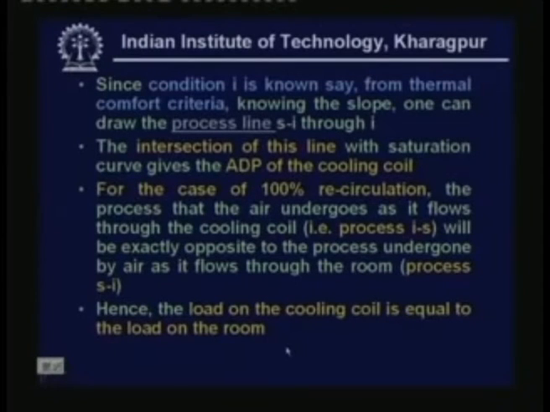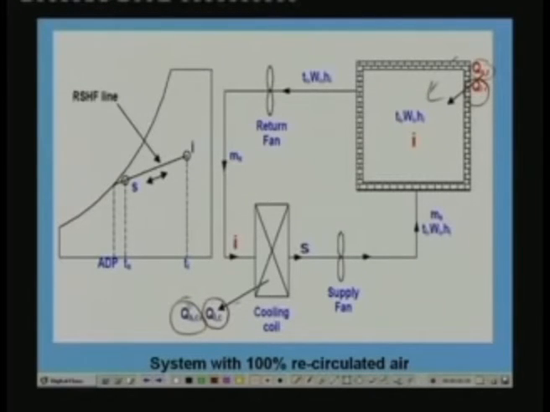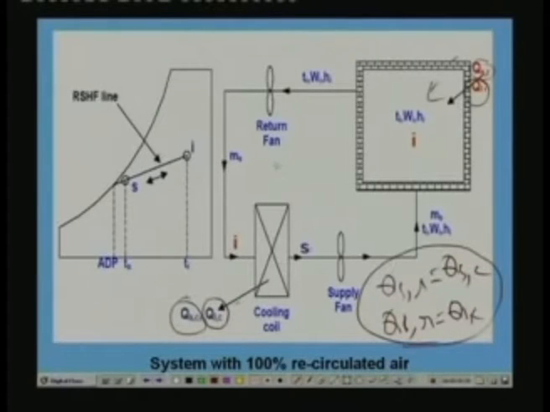Hence, the load on the cooling coil is exactly equal to the load on the room. That means this QSR is exactly equal to QSC. Whatever sensible heat is being transferred to the room has to be rejected at the cooling coil. Similarly, whatever latent heat is transferred to the room has to be rejected at the cooling coil. That means QSR is equal to QSC, that is coil load, and QLR is equal to QLC. This is not always valid. This is valid only for this particular system with 100% recirculated air.